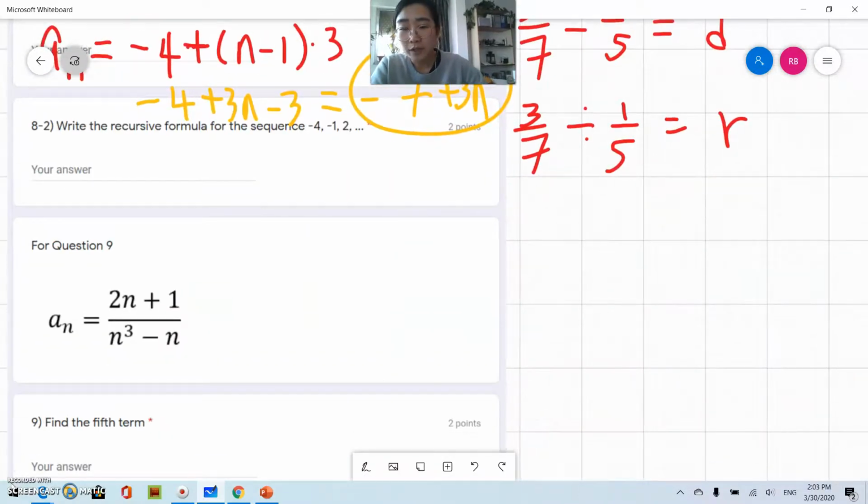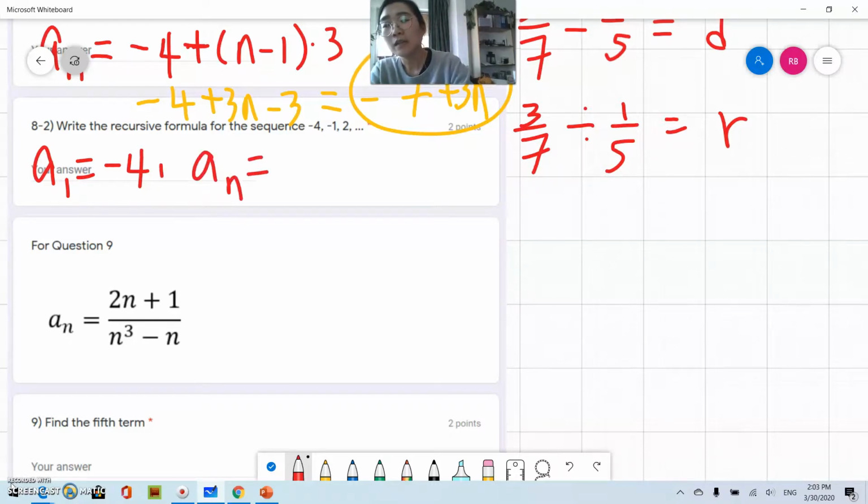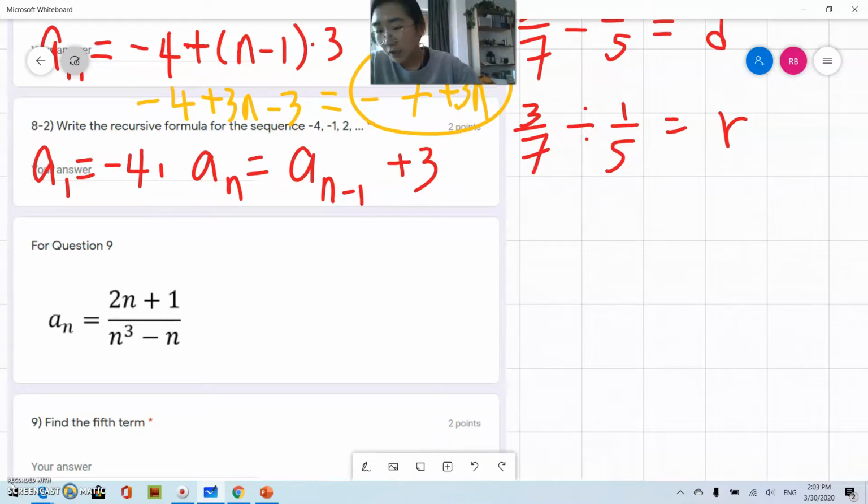What about recursive form? Well, there are two parts for recursive, right? You need to identify what my a1 is. And then we have to write an is an minus 1 plus 3. Okay. Two more questions.